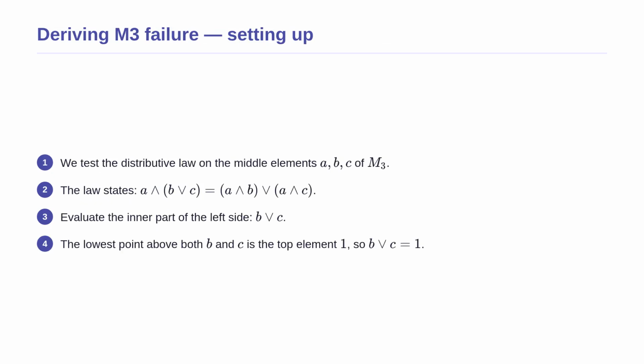Now that we have used this theorem to inspect lattices, let us mathematically prove why the diamond lattice, M3, destroys distributivity. We are setting out to show that the distributive law completely fails for this specific shape. We will test the distributive law on the 3 middle elements, A, B, and C. Starting with the left side of the equation, we first evaluate the join of B and C. Looking at the diamond shape, the lowest point above both B and C is the top element, 1. This gives us the inner part of our left side.